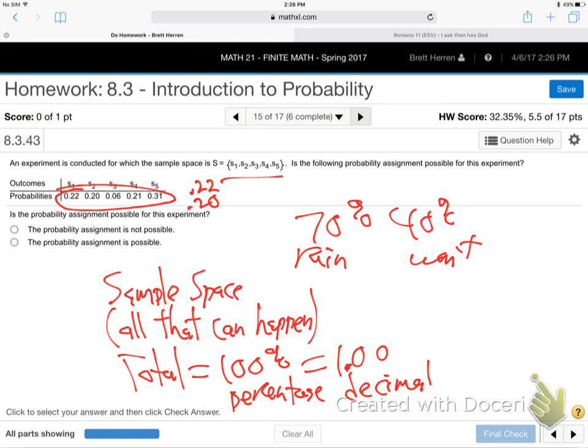0.22, 0.20, 0.06, 0.21, 0.31, add them up. Is it 0.69? I think it is. 1.00. So that one is possible. You could have a sample space like that. You couldn't have what I wrote, but you could have that. Is that good? Making sense? Okay, so just check that.